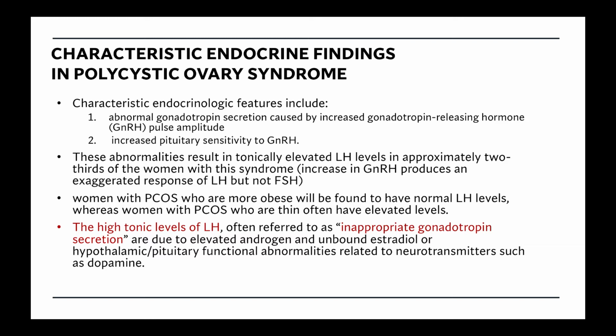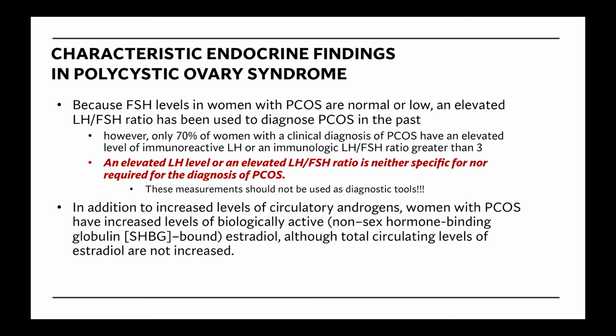The high tonic levels of LH, which are often referred to as inappropriate gonadotropin secretion, are due to elevated androgen and unbound estradiol, or hypothalamic-pituitary functional abnormalities related to neurotransmitters such as dopamine. Because FSH levels in women with PCOS are normal or low, an elevated LH-FSH ratio has been used to diagnose PCOS patients in the past. However, only 70% of women with a clinical diagnosis of PCOS actually have elevated LH or an elevated LH-FSH ratio, which is greater than 3. An elevated LH level or LH-FSH ratio is neither specific for nor required for the diagnosis of PCOS, and therefore, this measurement should not be used as a diagnostic tool.